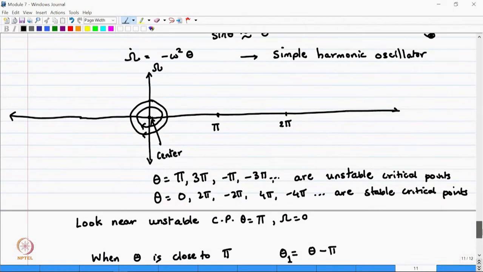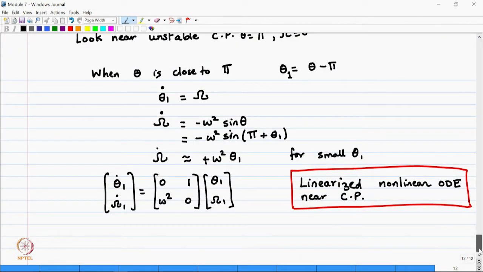So we identified the stable critical point, so we know what the solution looks like near the stable critical point. Now we are going to linearize around the unstable critical point, and we know what the solution looks like. Now you can easily write the solution theta 1, omega 1. This is a linear ODE. The only thing now is it is plus omega square, so this will have exponential solutions.